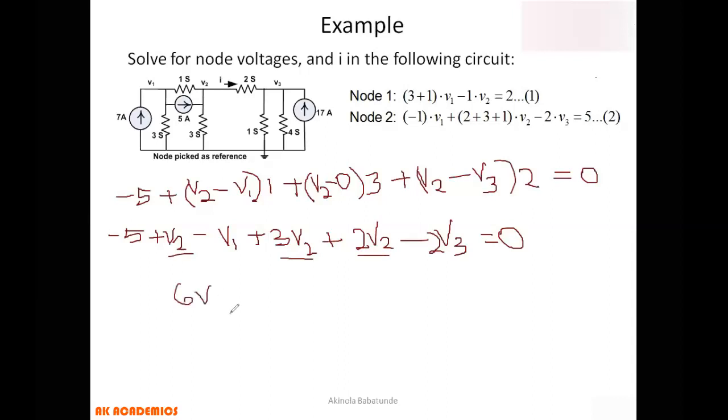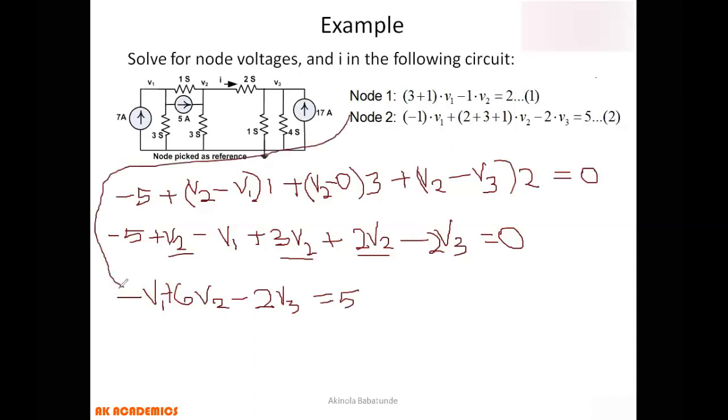6V2, right? Yeah, minus V1 is here already, so that's the only V1 we have. You have minus V1 plus 6V2, and then what you have here is minus 2V3, right? Equal to, if you take minus 5 to the other side, this would be equal to 5. Okay, so like I explained the other time, this is also the same thing as equation 2.